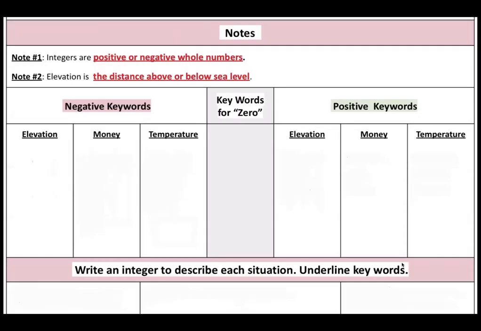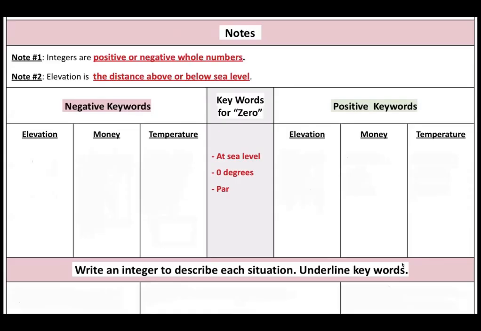So let's start with 0. If you are at sea level, we consider that 0. Make sure you're writing this. In terms of temperature, 0 degrees. And then par is 0 in golf. In case you haven't played golf, you might see questions like this. Par is 0.